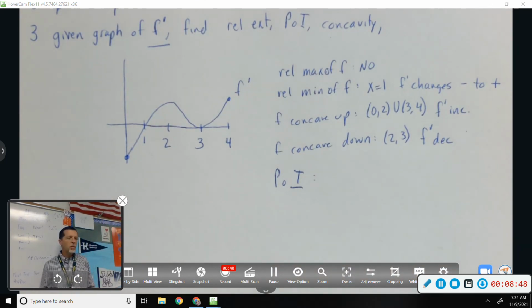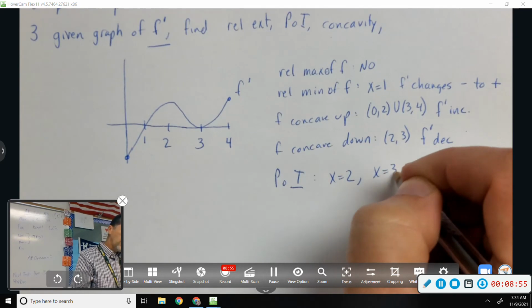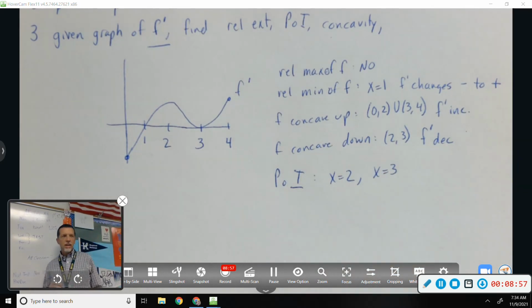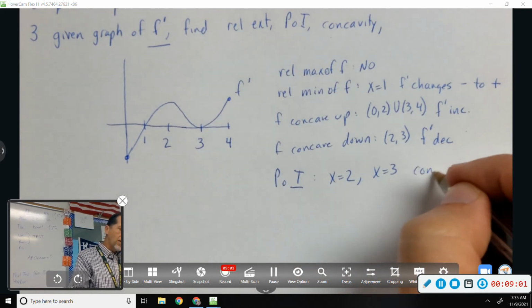Where is there a point of inflection? X equals 3. And why? Concavity change. Yeah, you could just say concavity changes because you've already made the case about concavity.